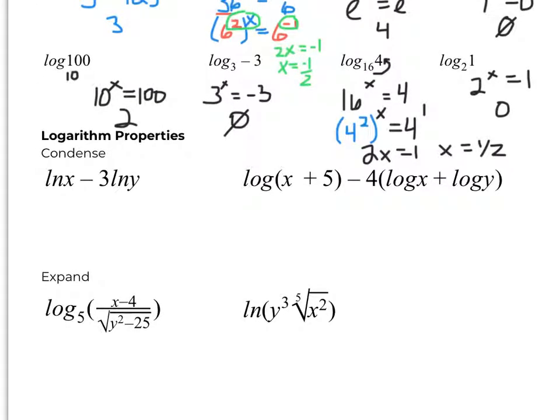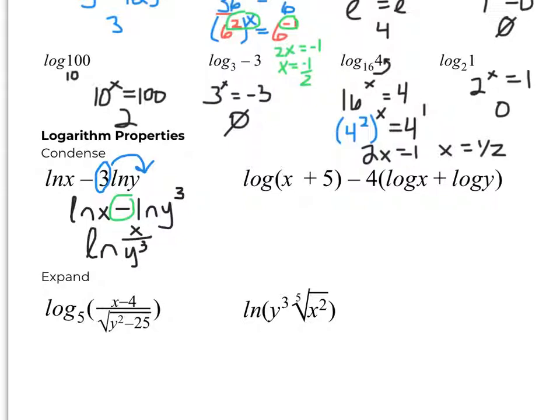All right, then we looked at log properties where we either condensed, aka got smaller, or expanded. So what we want to do first is deal with any coefficients out front before I do anything else. So if I have that 3 out front, it comes in as an exponent. And so my next line would be natural log x minus natural log y cubed. And now I have subtraction in between my two logs, so I can combine that by division. X divided by y to the 3rd.